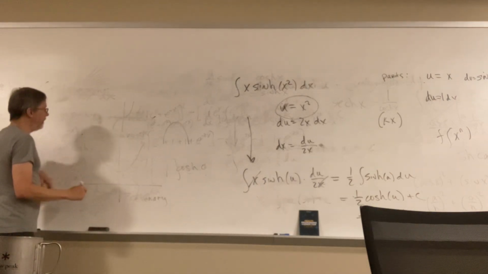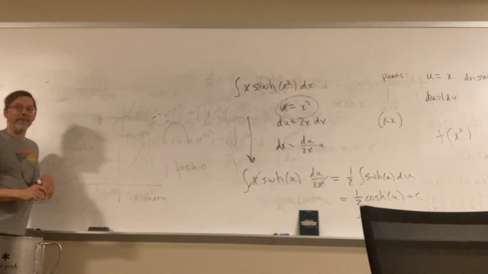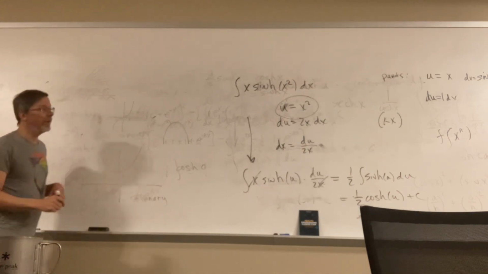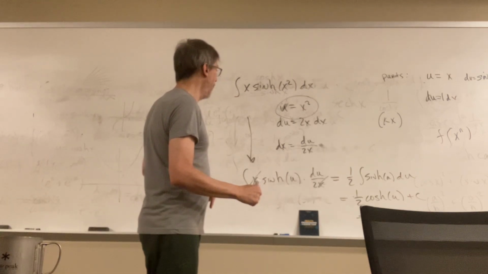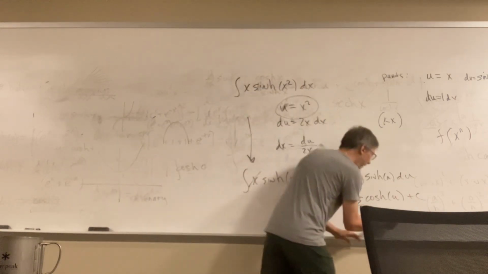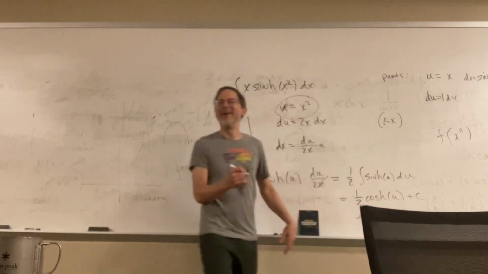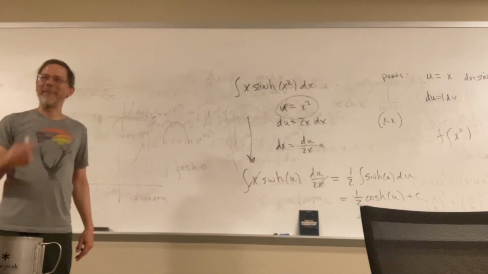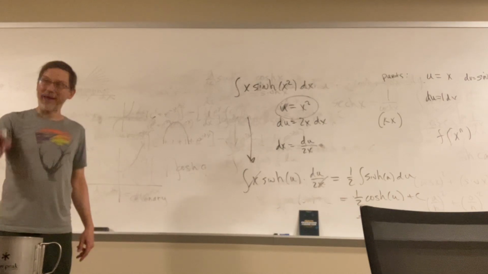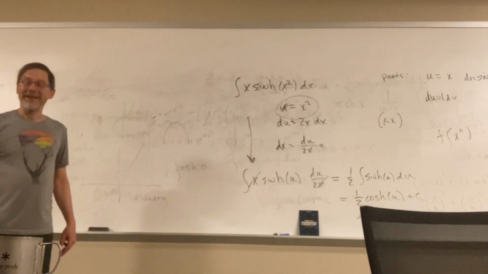Wait, why is it just cosine over here for the answer? Oh, it's cosine of x squared. Oh, because I forgot, I lost my exponent. Thank you. Okay, I was like, what happened there? Yeah, that was my bad, sorry. Alright, thank you. I was stressing out for a second.